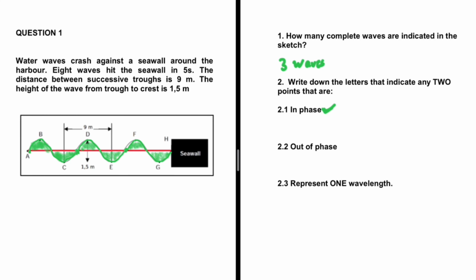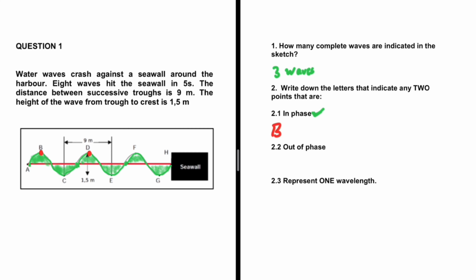For instance, B and D are 2 points that are in phase. The same is true with C and E. There's 1 wavelength between C and E. So those are other 2 points that are in phase. But kid you not, between C and G, we have 2 points that are in phase because there are 2 wavelengths in between them.